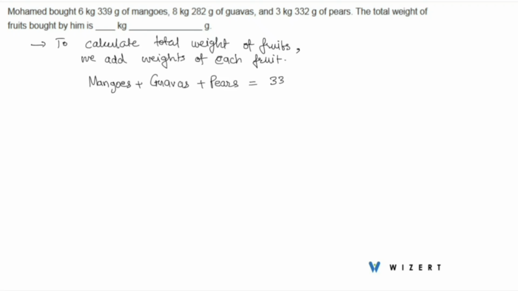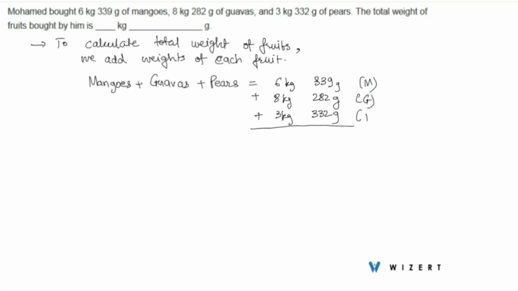So 6 kgs 339 grams plus 8 kgs 282 grams plus 3 kg 332 grams. This is mangoes, this is guavas, this is pears, and this is total. So let's first add grams together.